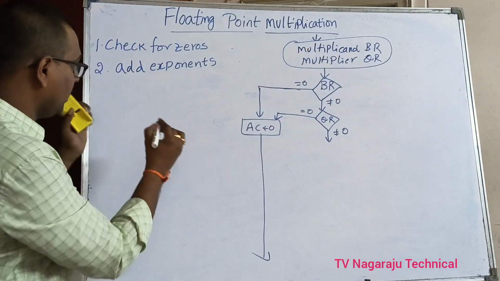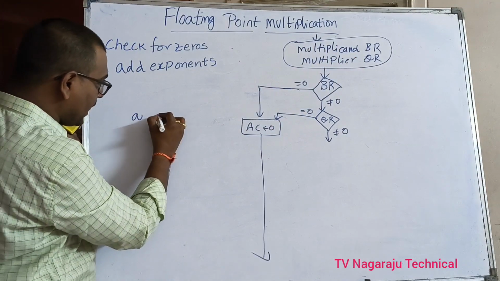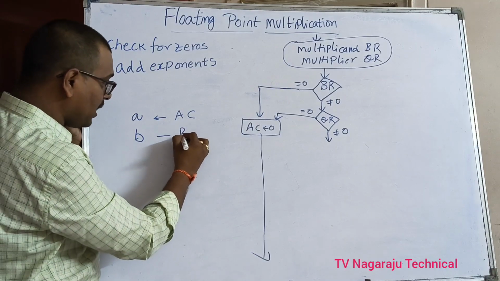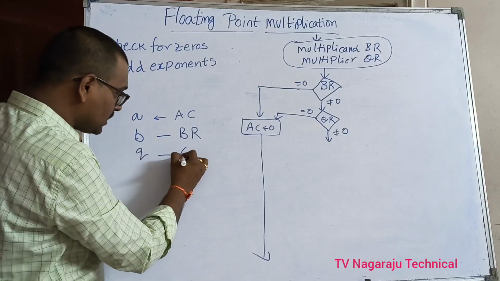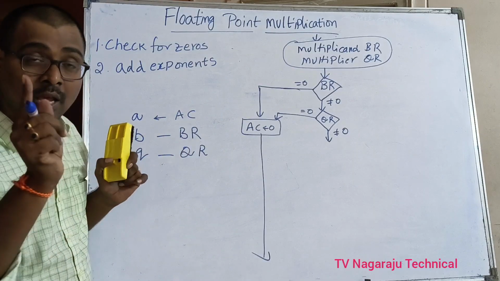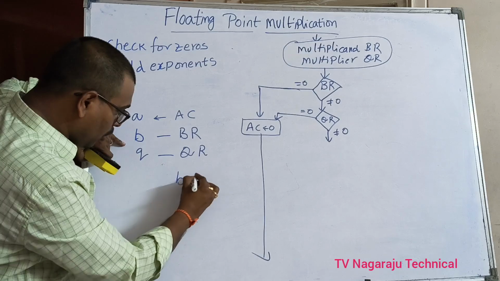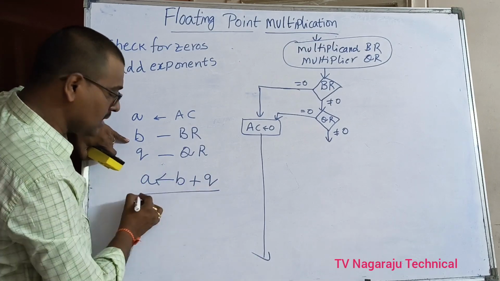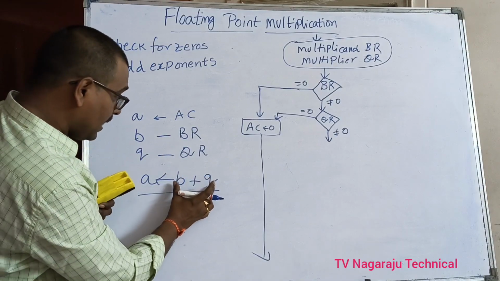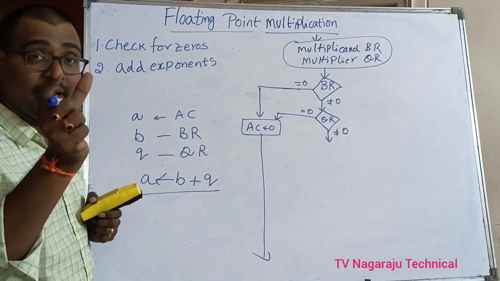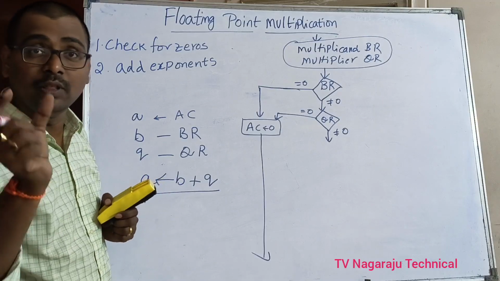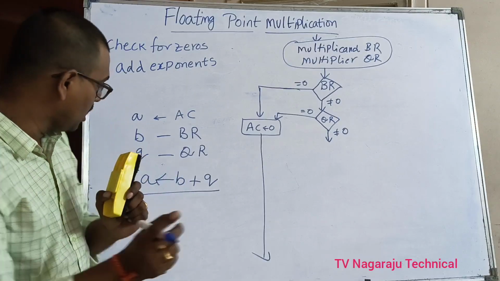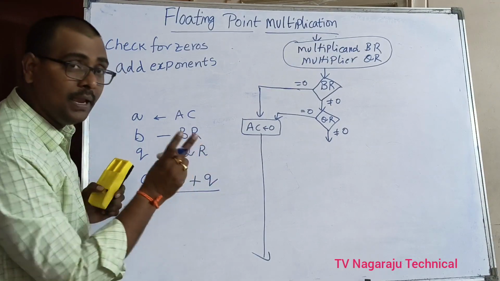For easy understanding, assume A is the exponent of the AC register, B is the exponent of the BR register, and Q is the exponent of the QR register. Now what is your aim? You need to add the exponents B and Q and the result is stored in A. But remember, as we already discussed for addition, it is not performed directly between two registers. Compulsorily one of them must be AC. So it is not possible to perform B and Q directly.